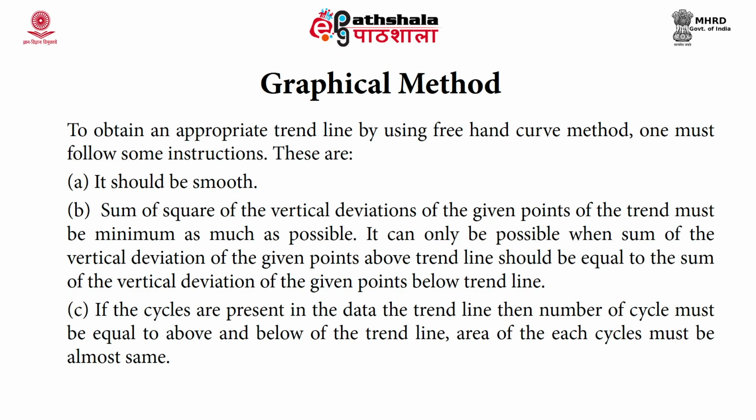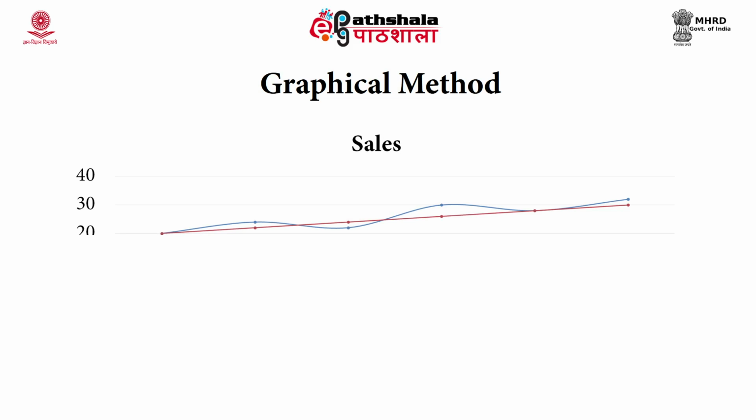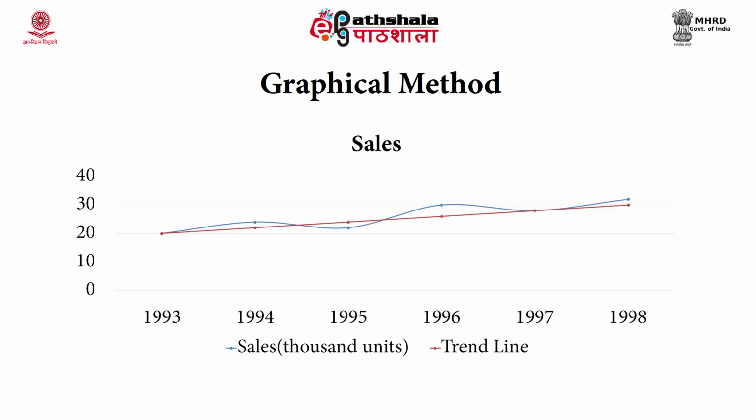If cycles are present in the data, then the number of cycles above and below the trend line must be equal. The area of each cycle must be almost the same. So in this graph you can easily see that the blue curve is a freehand curve and the red one represents the trend line.